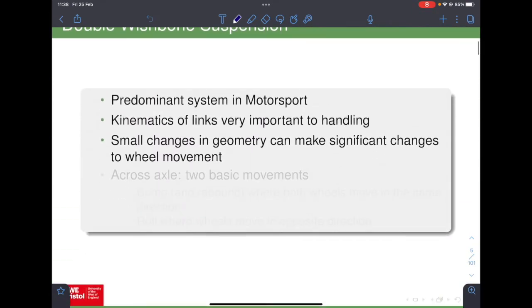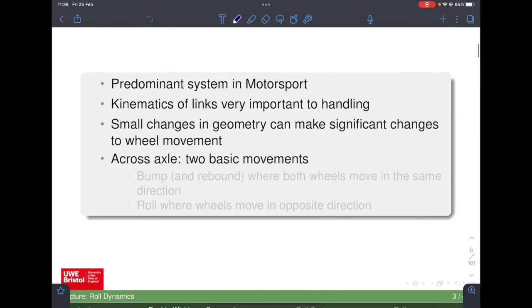Small changes in geometry can make significant changes to wheel movement. I'll talk about that in a moment. That's what we mean by the kinematics. We're actually talking about the motions, and how when the wheel goes under compression or rebound, those links can change various aspects of the performance.